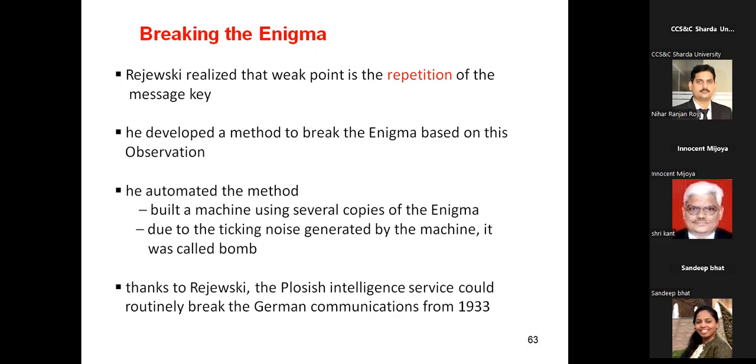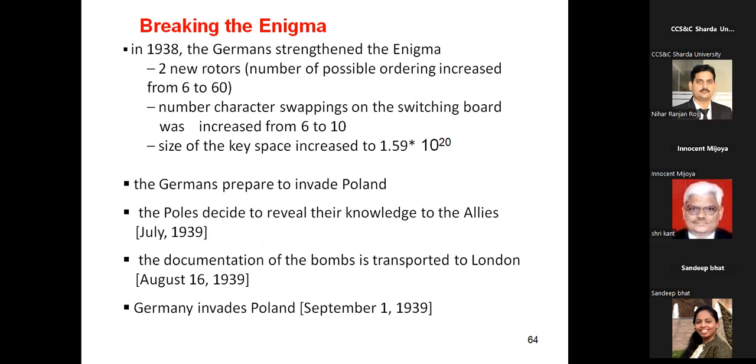In 1938, the Germans strengthened the Enigma. They added 2 more rotors. Now the rotors have gone from 3 to 5. The number of characters swapped on the switching board changed from 6 to 10. And the size of the key space has increased to a very high level.